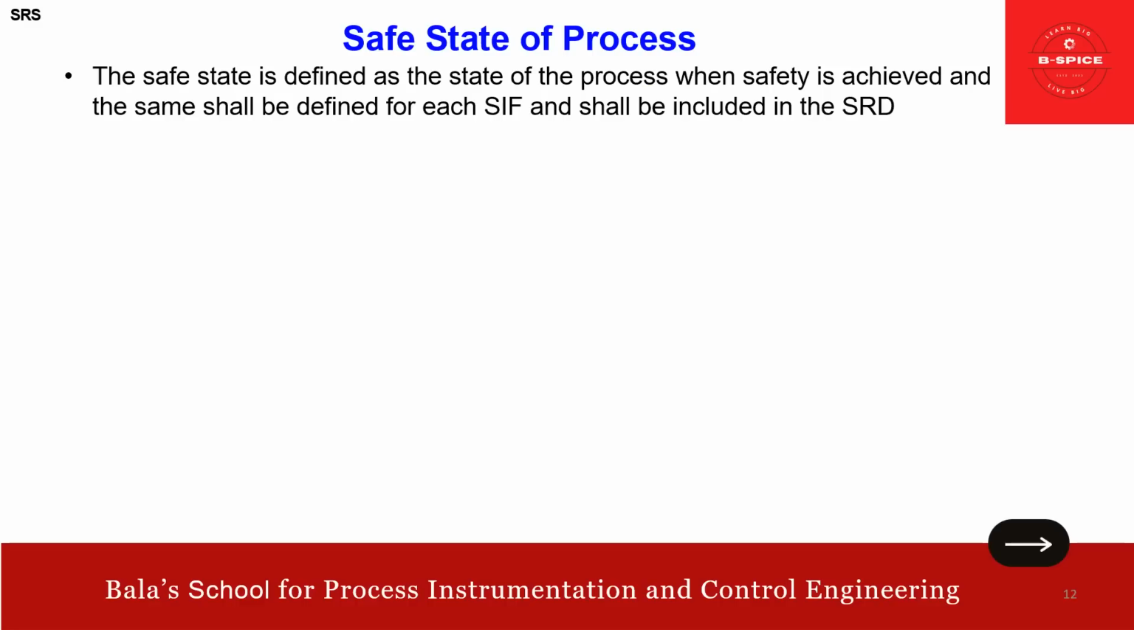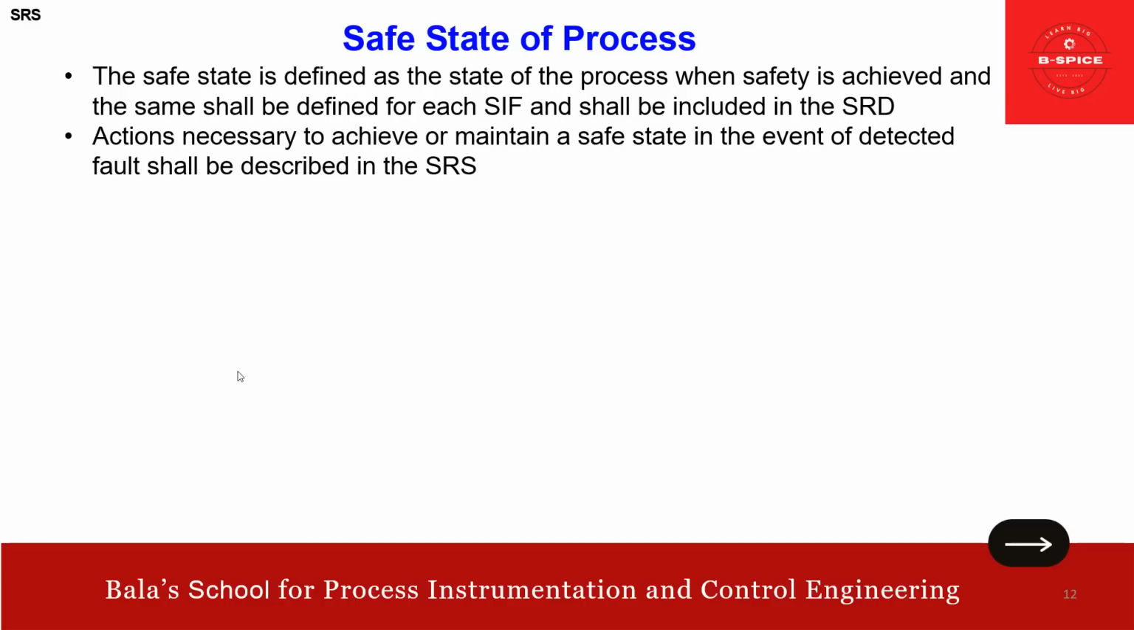safe state of the process. See, what is this safe state? Basically, it's a state of the process when safety is achieved, and the same shall be defined for each SIF and shall be included in the SRD, that is Safety Requirement Data Sheet. Here, actions necessary to achieve or maintain a safe state in the event of a detected fault shall be described in the SRS. Okay, friends? I hope this is clear, right?